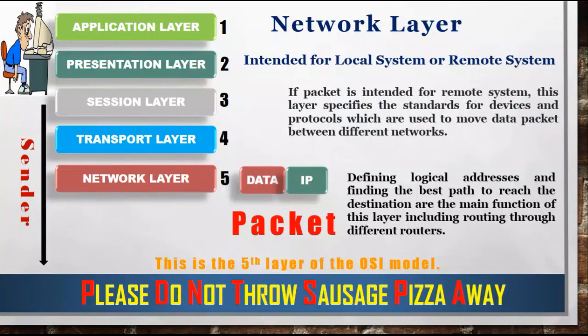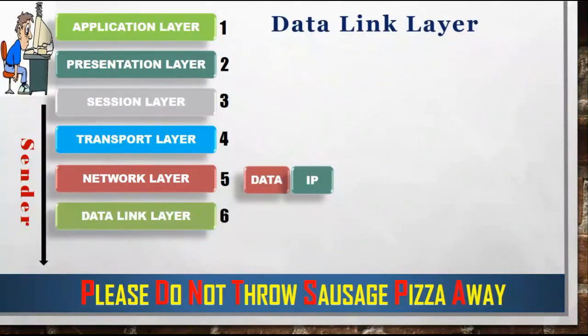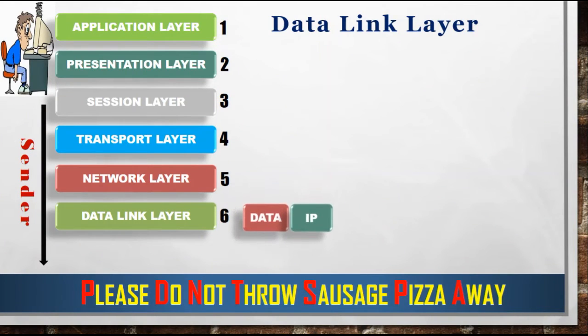This layer is responsible for providing the best path for data to reach the destination. Logical addressing is also performed by this layer. And finally, it forwards the data packet to the data link layer for MAC addressing. The data link layer is the sixth layer of the OSI model.